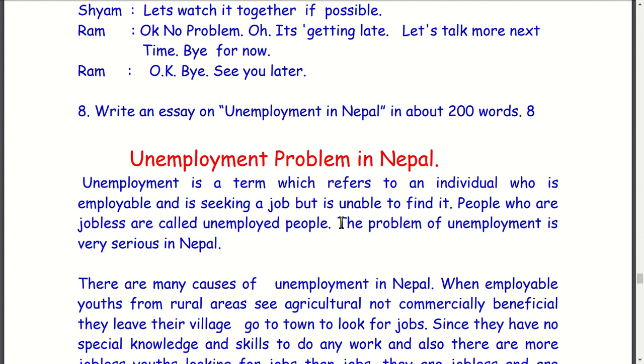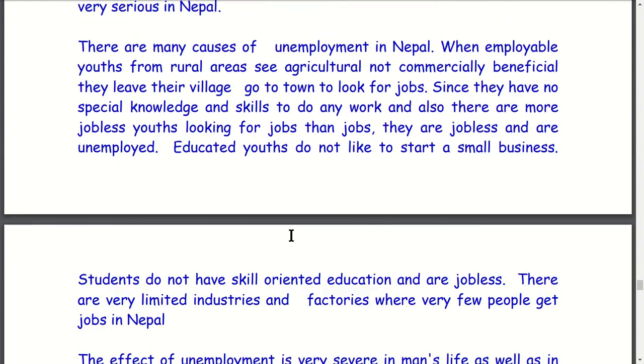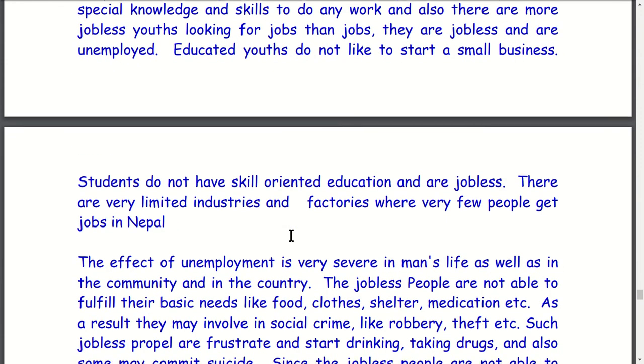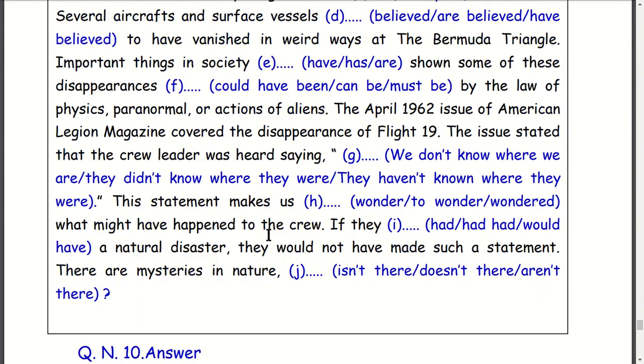I will also explain how I completed this essay, and I will explain the ideas for writing an essay. Then in my next lesson, I will also explain more grammar. There is also a grammar exercise here. So this is the complete question paper, 75 full marks.